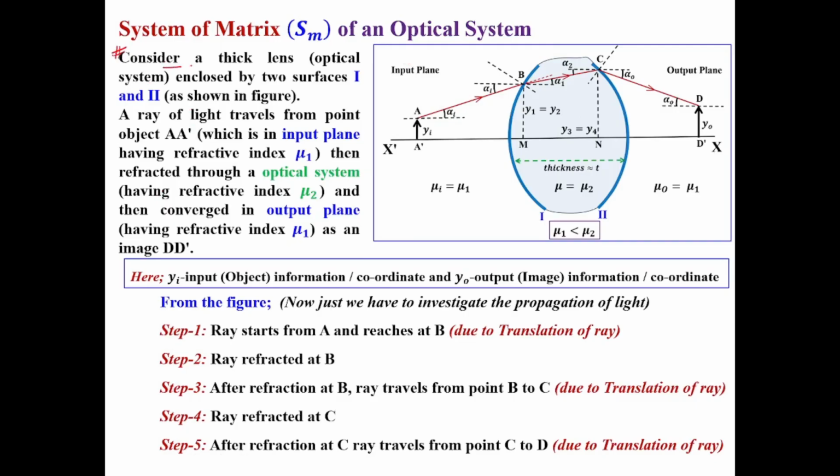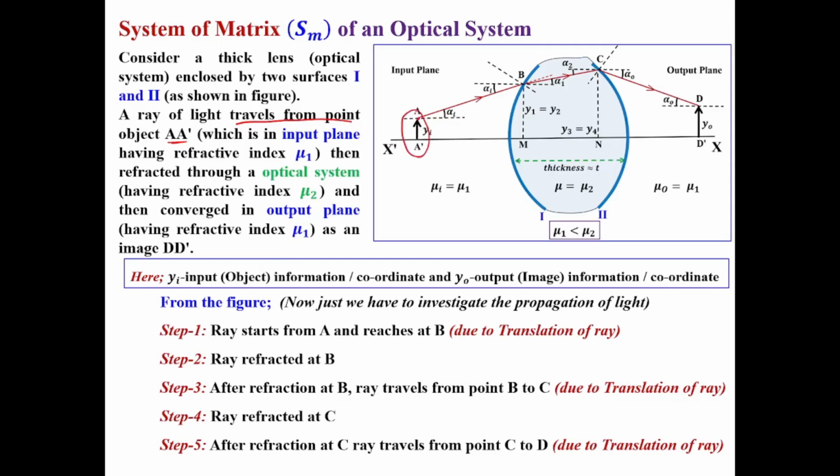I have written some notes here from the exam point of view. Consider a thick lens or optical system enclosed by two surfaces 1 and 2 as shown in the figure. In between these two surfaces, we considered an optical system or a thick lens, a combination of lenses or a single lens, whatever it may be. A ray of light travels from point object A dash.